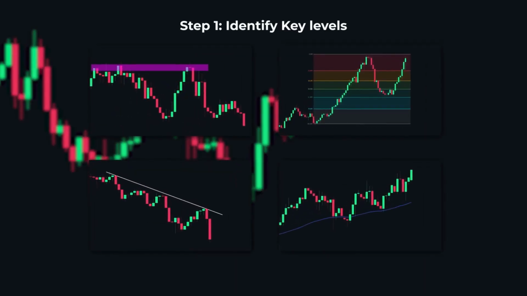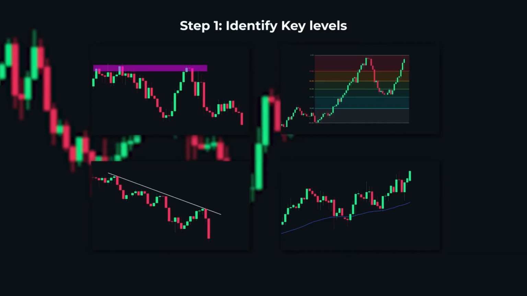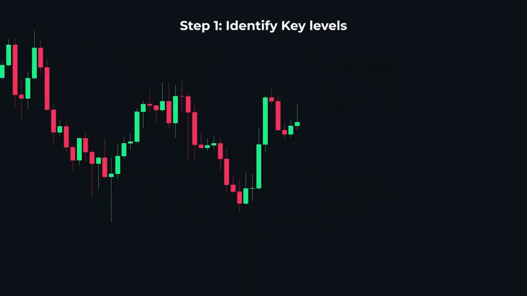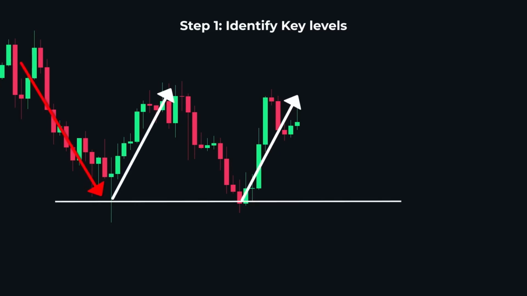There are many types of key levels like support and resistance, dynamic key levels, trend lines, Fibonacci levels, and more. I won't discuss all of them in this video because it would take too long, but to keep things simple for this tutorial, we can start by finding support and resistance levels or trend lines. Here's an example. In this chart, we can see the price has formed a downtrend and reversed twice at a specific area, making it a level of support.